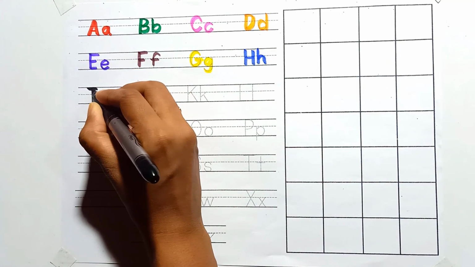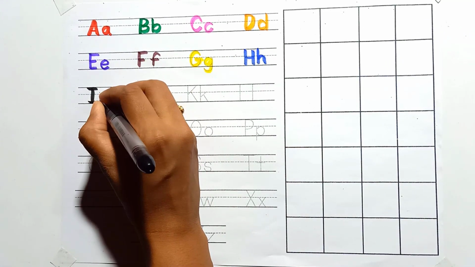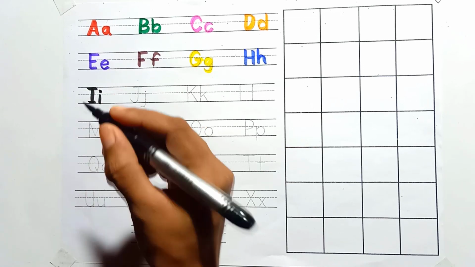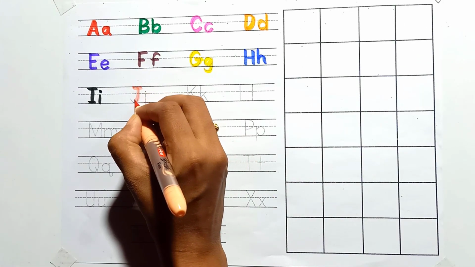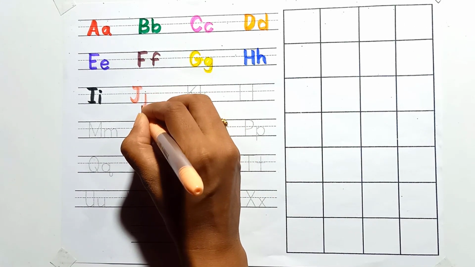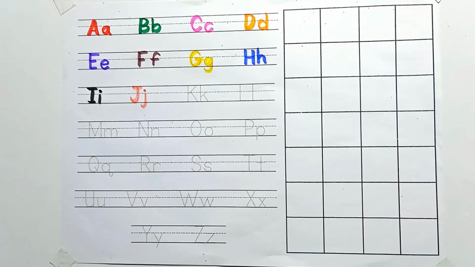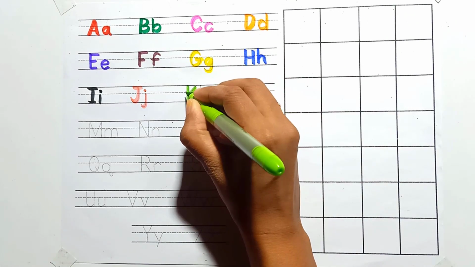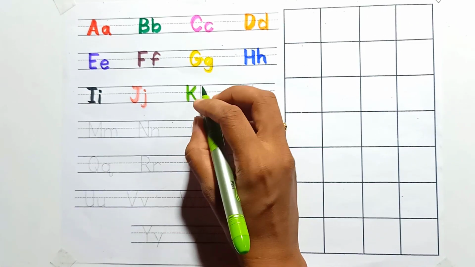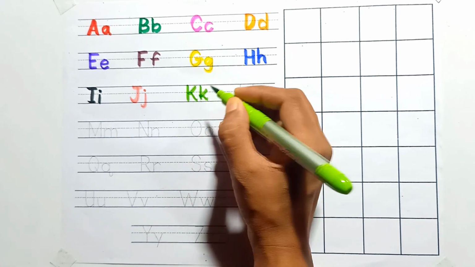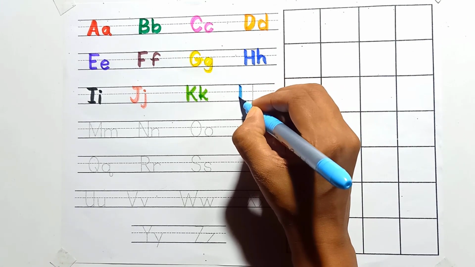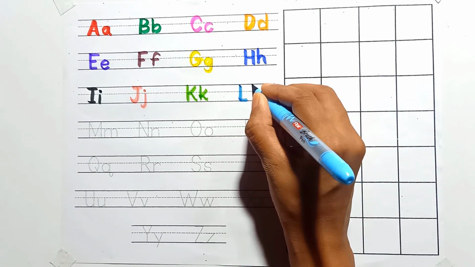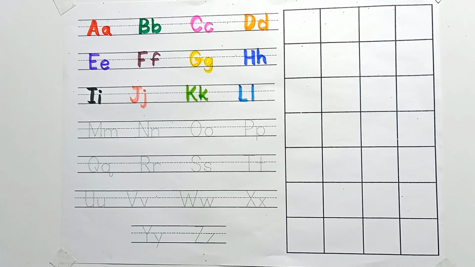Write with me I, lowercase letter I. Write with me J, lowercase letter J. Write with me K, lowercase letter K. Write with me L, lowercase letter L.